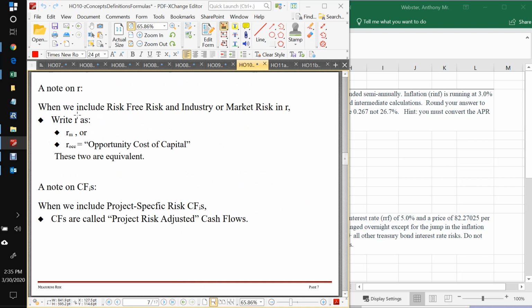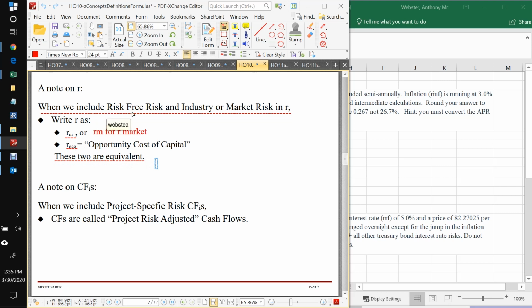Okay, so when we include our risk-free risk and industry or market risk in R, we write R as RM, which stands for our market rate, or ROCC, which stands for our opportunity cost of capital. Okay, and these two are equivalent. They mean exactly the same thing. Depending on what textbook or even what chapter of what textbook you're looking at, you'll see one or the other, but they mean the same thing.